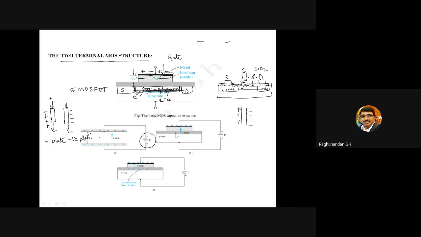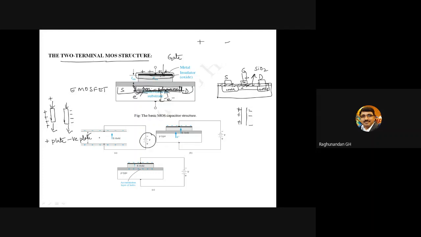The duty of this battery is to energize them. Energize them means to give some charge to them, to give some energy to them. That energy is charge. So if you are giving positive charge, then all of them become positive charge carriers. When it is positive, automatically on the other plate, negative charges have to be induced. So this kind of analysis is known as two-terminal MOS structure.